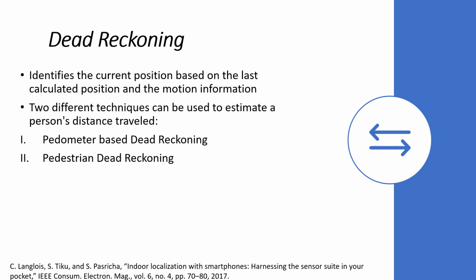The technique of dead reckoning is to identify the current position based on the last calculated position and the motion information. So here, two techniques can be used to estimate a person's distance traveled. One is pedometer-based dead reckoning and the other is pedestrian dead reckoning. In the pedometer-based dead reckoning approach, it works by estimating the steps and then counting these steps, using the stride length information to measure the distance traveled. In the pedestrian dead reckoning technique, it calculates the distance traveled directly.